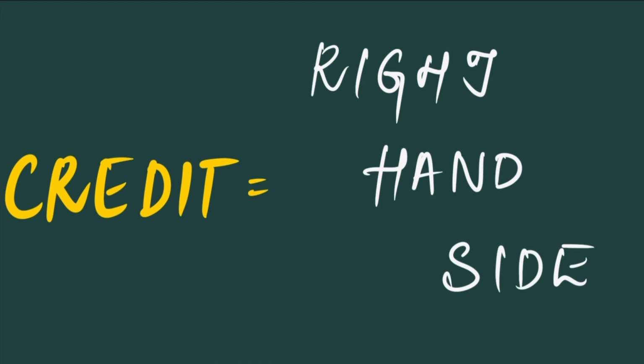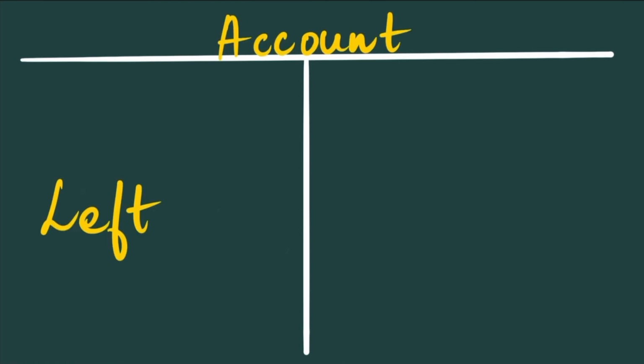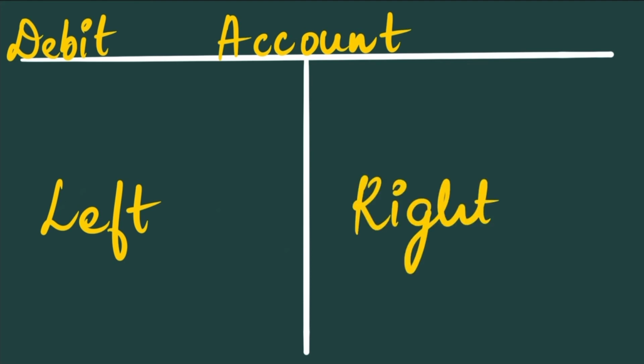Now, if you are referring to an account, an account looks like this. This is the ledger account, also known as the T account. On the left hand side, we write the debit items, and on the right hand side, we write the credit items. So if an account is debiting something, it will be written on the left hand side, and if the account is getting credited by some other account, it will be written on the right hand side.